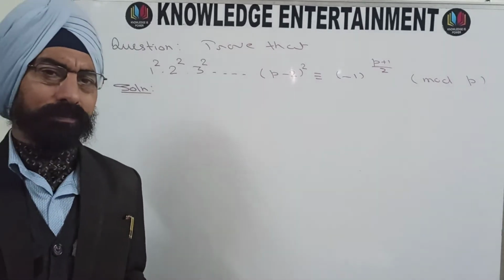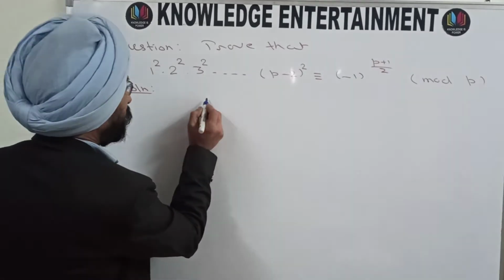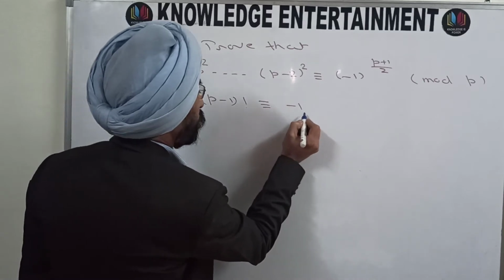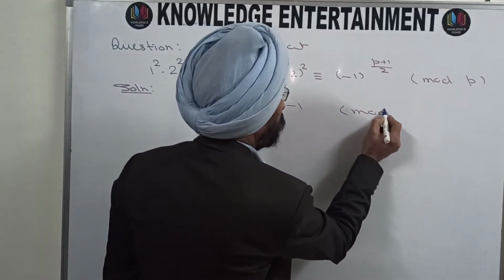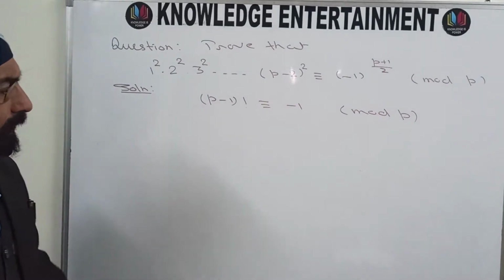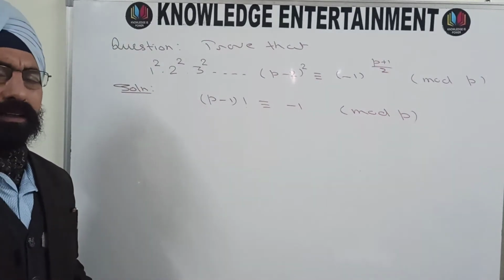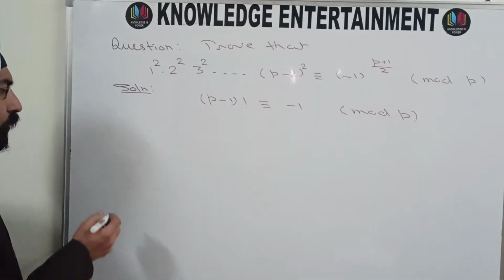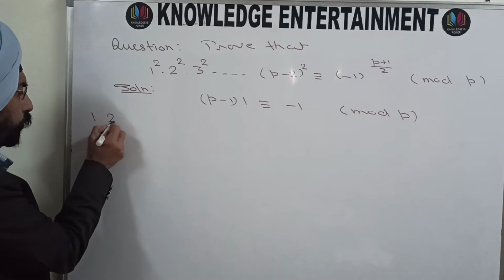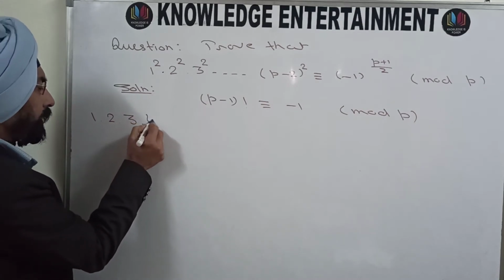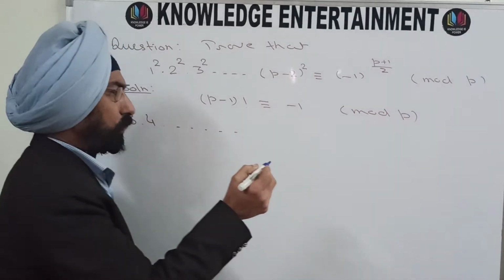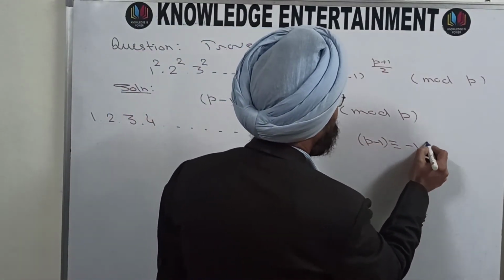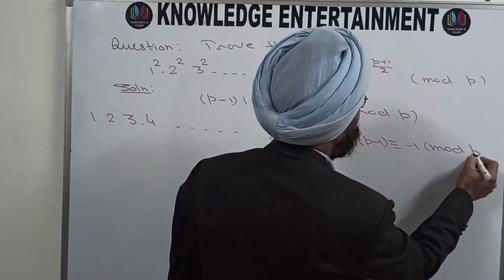P is a prime number, and by Wilson's theorem we know that (P minus 1) factorial is congruent to minus 1 modulo P. This (P minus 1) factorial, first I would like to expand it. When you expand it, what you will get? You will get 1 into 2 into 3 into 4 into and so on. At the end you will get P minus 1, congruent to minus 1 mod P.